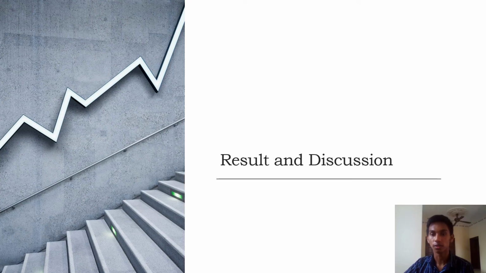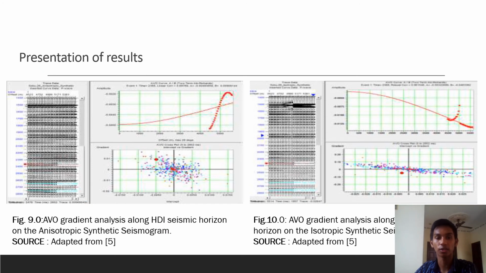Okay, let's move to the results and discussion. Presentation of results. The diagram on the left shows the AVO gradient analysis along the VGI seismic horizon on the anisotropic synthetic seismogram, while the diagram on the right shows the AVO gradient analysis along the HGI seismic horizon on the isotropic synthetic seismogram. Based on the results, it is concluded that the reflection coefficient AVO for isotropic and anisotropic synthetic models at zero offsets are negative and close to zero for both models, but show opposite AVO responses with increasing offsets.